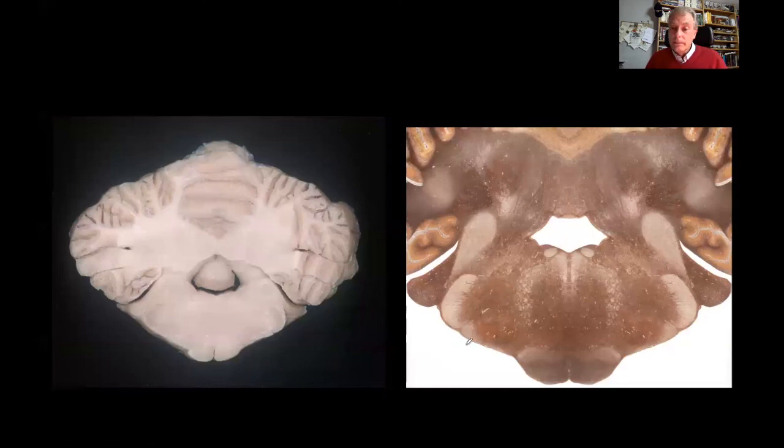Slightly more caudal, okay, we still see the pyramids, okay, the spinothalamic tract and medial lemniscus. We don't see the lateral lemniscus anymore because the lateral lemniscus starts at the level of the dorsal nuclei of the trapezoid body and runs rostrally up to the caudal colliculus of the mesencephalon. So we don't see it anymore here.